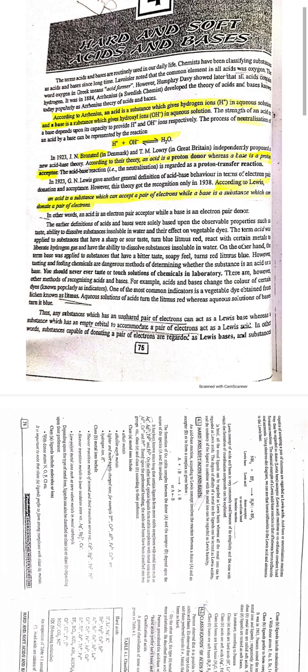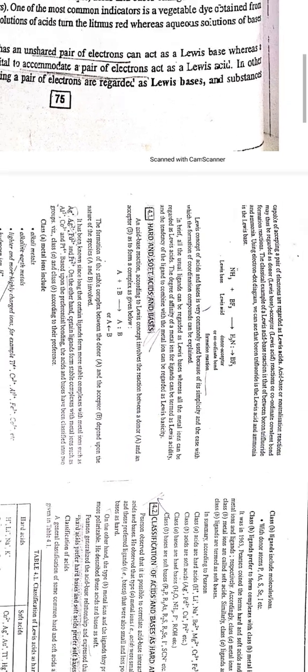Thus, any substance which has an unshared pair of electrons can act as a Lewis base, whereas any substance which has an empty orbital to accommodate a pair of electrons acts as a Lewis acid. In other words, substances capable of donating a pair of electrons are regarded as Lewis bases, and substances capable of accepting a pair of electrons are regarded as Lewis acids. Acid, base, or neutralization reactions may thus be regarded as donor (Lewis base) acceptor (Lewis acid) reactions, or coordinate covalent bond formation reactions.